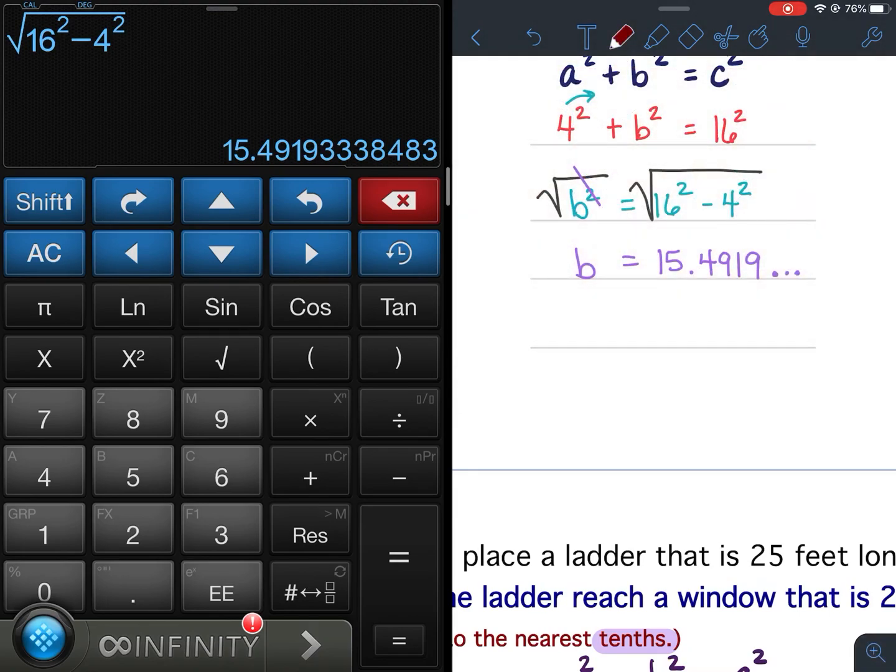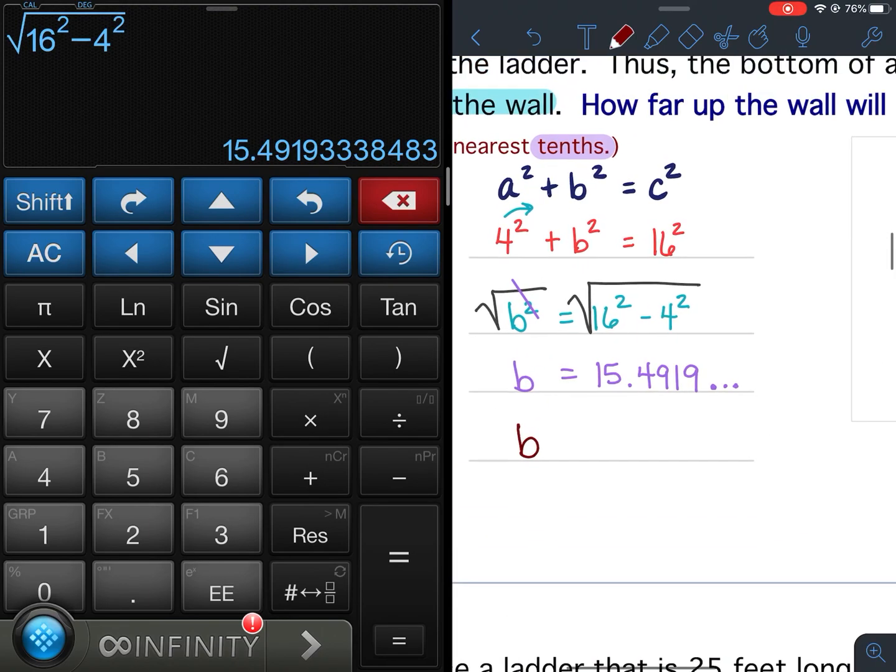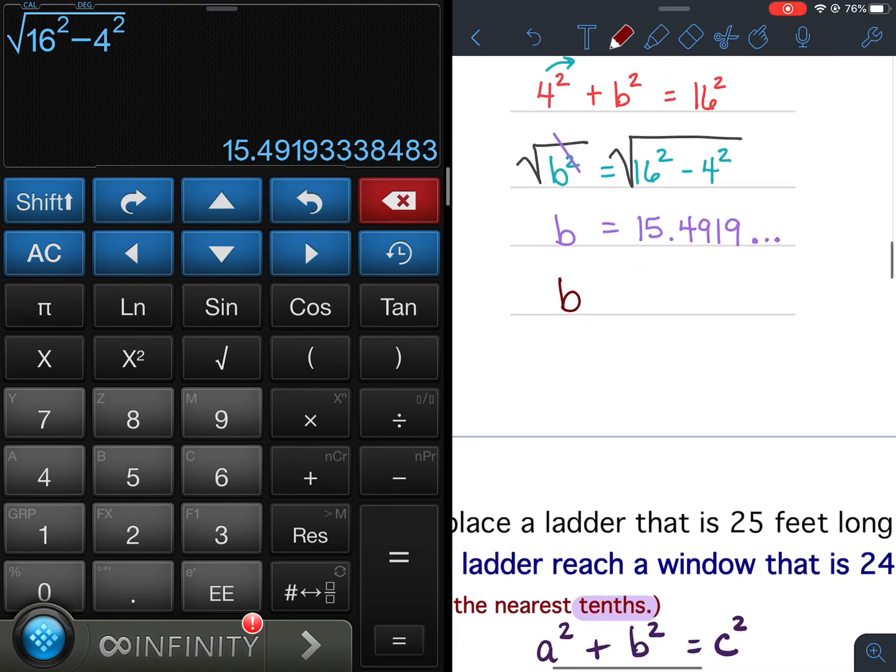So it says in the directions to round it to the nearest tenths. So B is approximately. Tenths is 1 decimal place. So would the 9 make the 4 stay a 4 or go up to 5? It would make it go up to 5. So B is approximately 15.5. So remember, when you put this in your calculator and it doesn't come out evenly, you need to put 4 decimal places with the ellipsis at the end. And then you're going to round it.